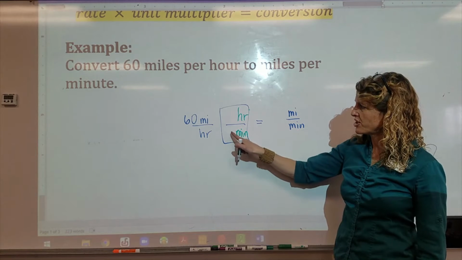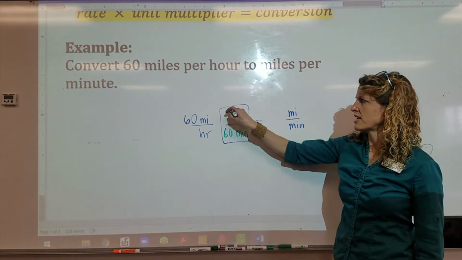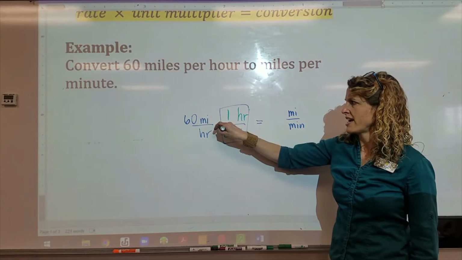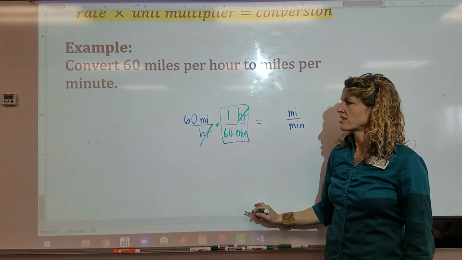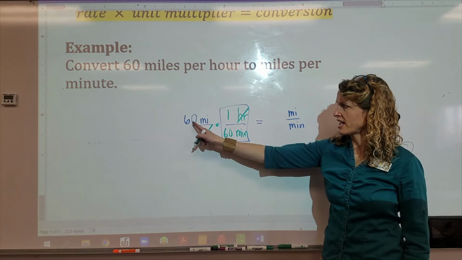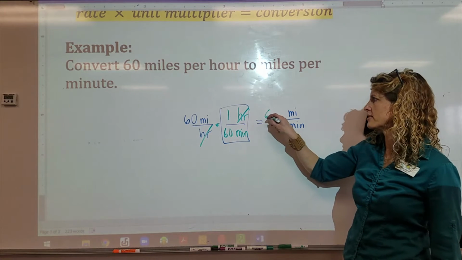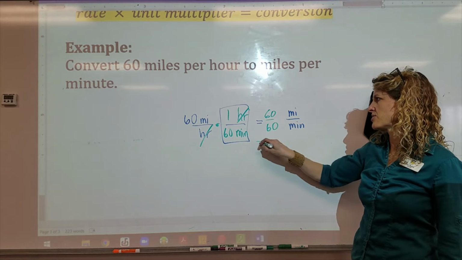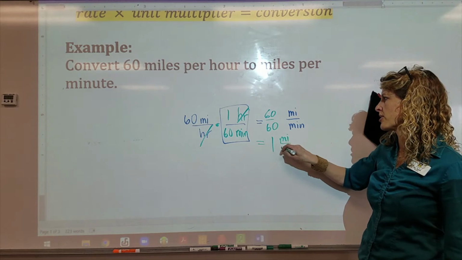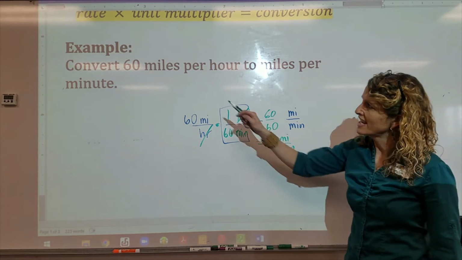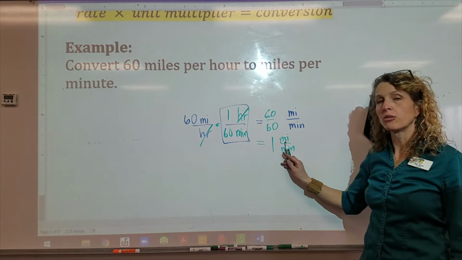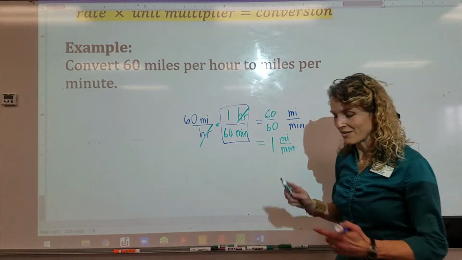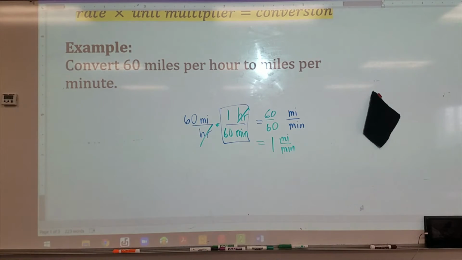So now if I put the known fact, I know that there's 60 minutes in 1 hour. So I multiply 60 times 1. Hours and hours cancel, they turn into 1. And I get 60 divided by 60. And that reduces to 1 mile per minute. Make sure it makes sense. Is 60 miles per 1 hour equivalent to 1 mile per minute? That makes sense. So let's do the next one.